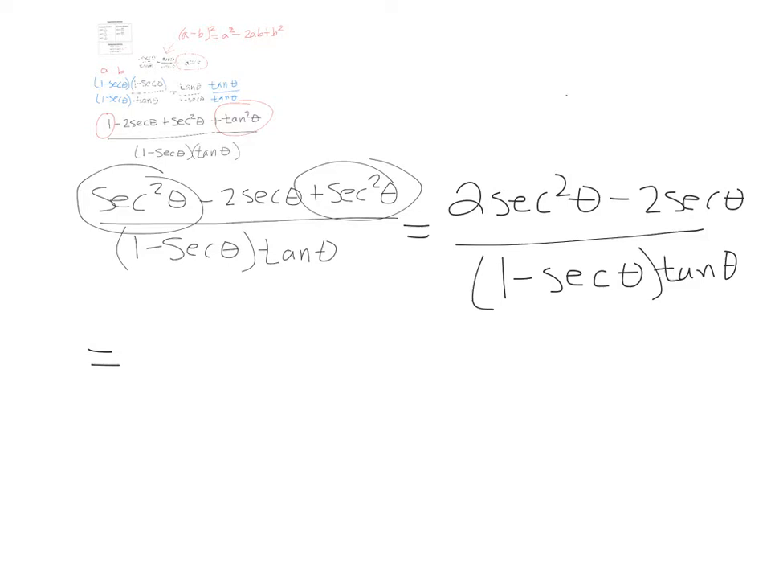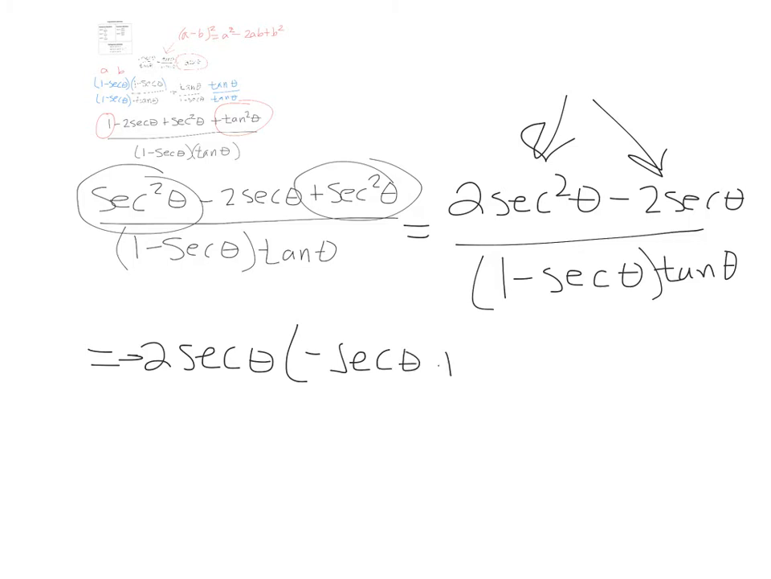You can factor out what these two have in common, and that is a 2 secant theta. So 2 secant theta will leave me with, let's see here. Let's think about this for a second. That'll leave me with a secant theta, it looks like. Let me be real careful before I proceed. Actually, let me factor out a negative 2. That would be more appropriate. Negative 2 secant theta will leave me with a negative secant theta plus 1.